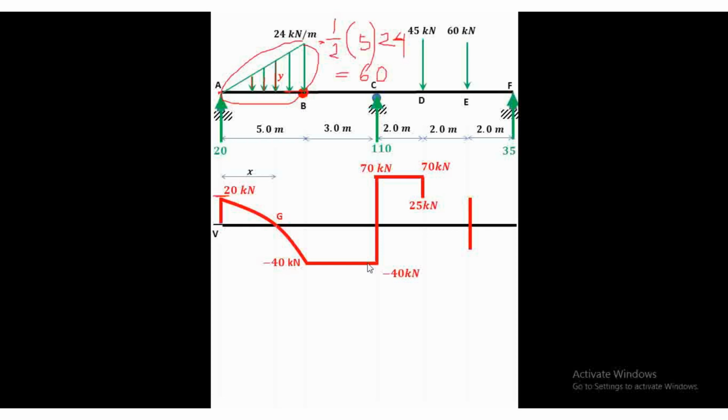Again, that is a straight line. From D to E, walang load, so straight line ulit. Then, nag-end ako kay 25. May pababa na 60. So, 25 minus 60, that is negative 35. From E to F, walang load, so straight line. Nag-end ako kay negative 35. May pataas na 35. So, negative 35 plus 35 is equal to 0. So, ganyan yung magiging itsura ng shear diagram.